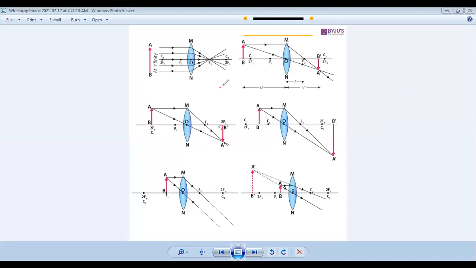So these are the different ray diagrams, and you can see clearly here those three rays which we discussed, right? The ray passing parallel to the principal axis, passing through the focal point, and the ray passing through the optical center will not diverge. So in all these cases we are getting such kinds of rays only. Yes, boys? So this is about image formation in a convex lens.